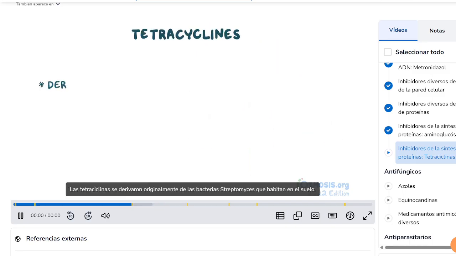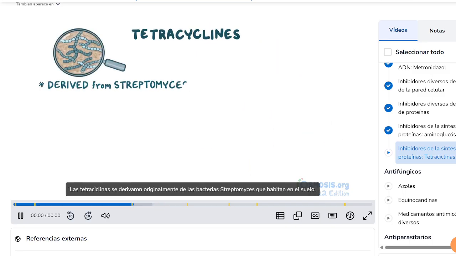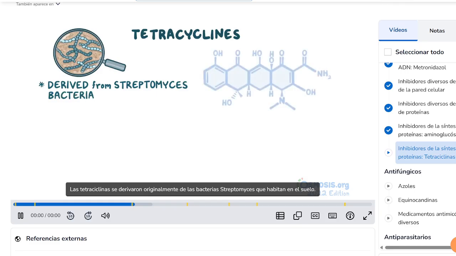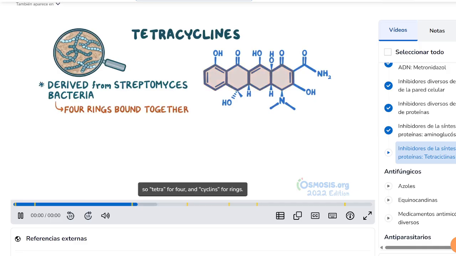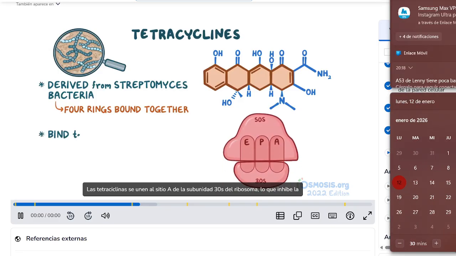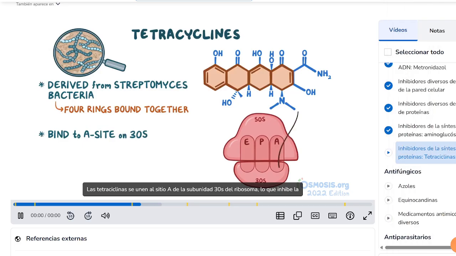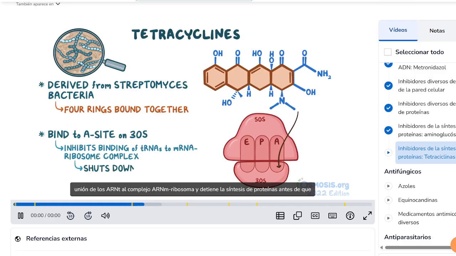Tetracyclines were originally derived from soil-dwelling Streptomyces bacteria. They get their name from their structure, which involves 4 rings bound together, so tetra for 4, and cyclines for rings. Tetracyclines bind to the A site on the 30S subunit of the ribosome, which inhibits the binding of tRNAs to the mRNA ribosome complex, and shuts down protein synthesis before it even starts.